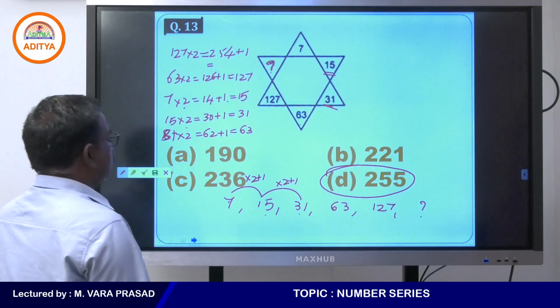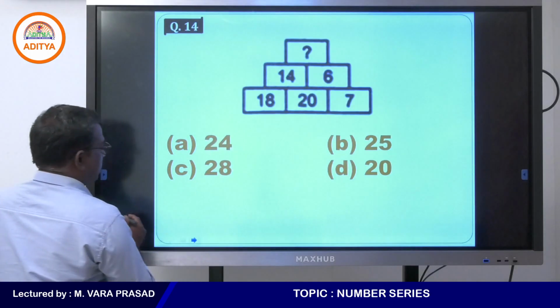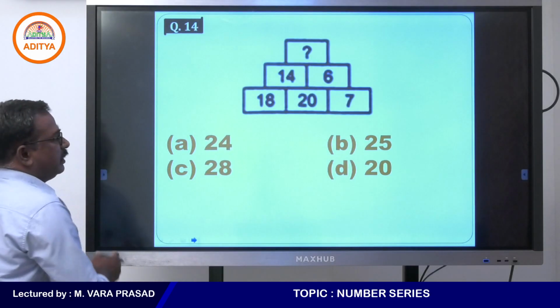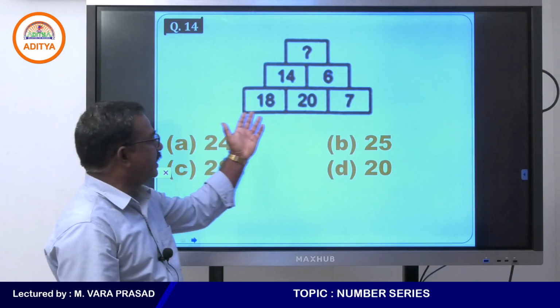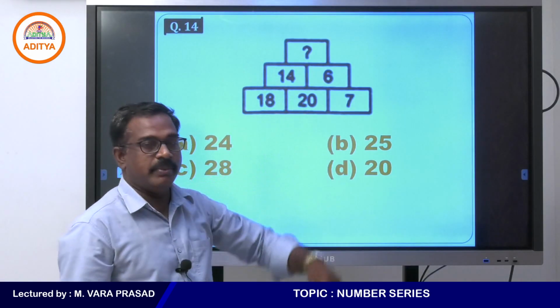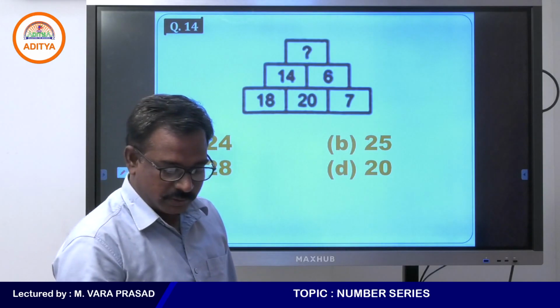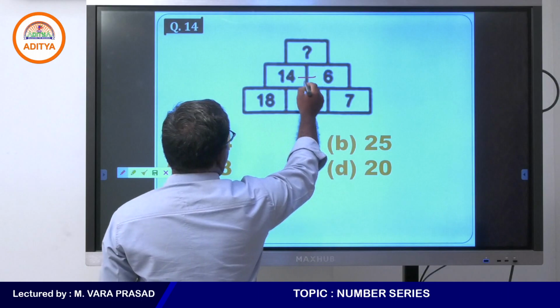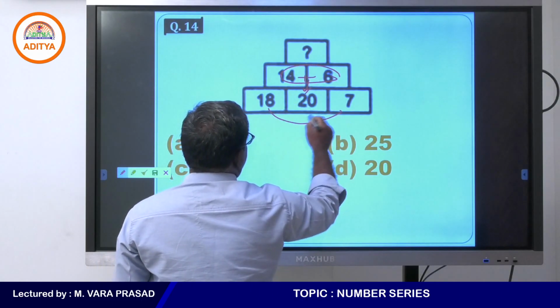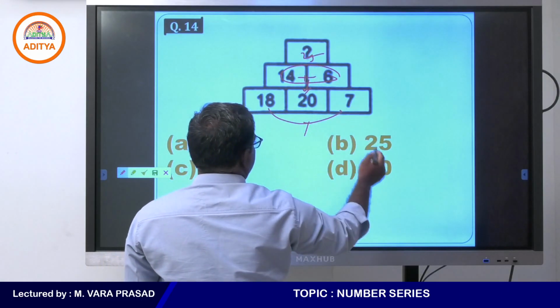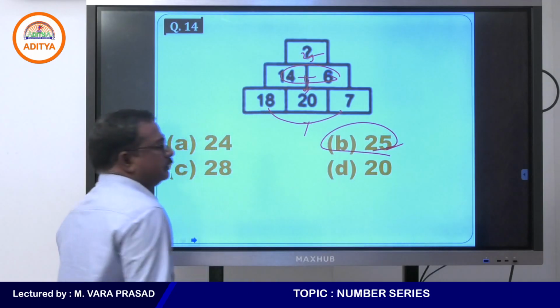One more example. Find out this one. Another figure is given: 14, 6, 18, 27. What will you get in the place of the question mark? Here 14 plus 6 is 20, 18 plus 7 is 25. Yes, second option. Next question.